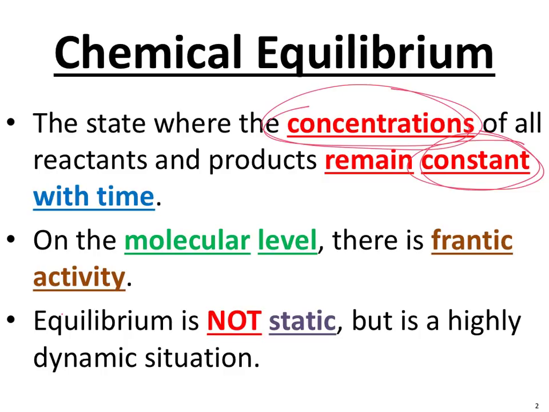Now the key here is also that on the molecular level, there's frantic activity. I used a different word. Does anybody remember that word? Static. No. I can never spell this word. Chaos? That's C-H-A, yeah, that's how it's spelled. Yeah, chaos. Chaotic. Okay.